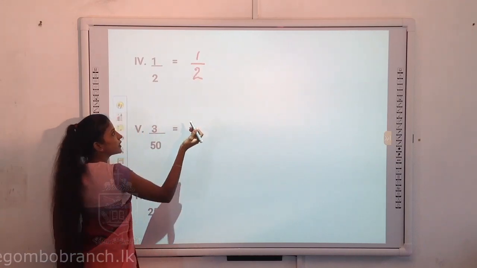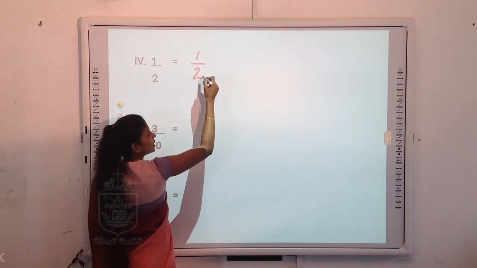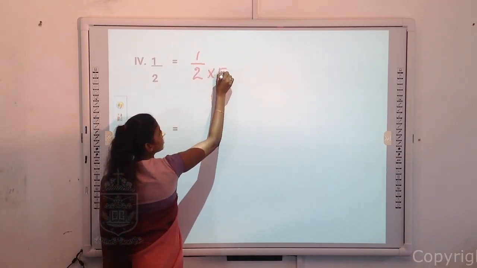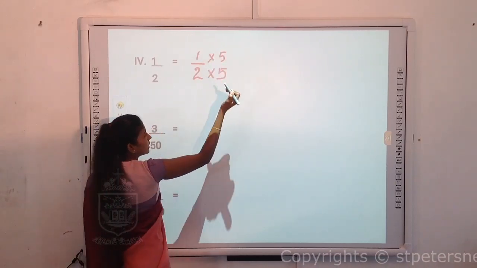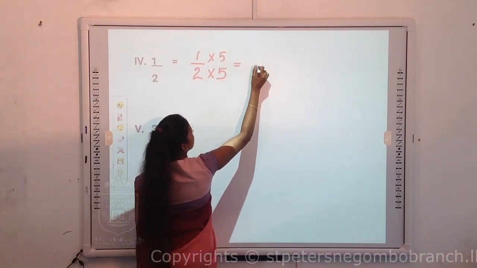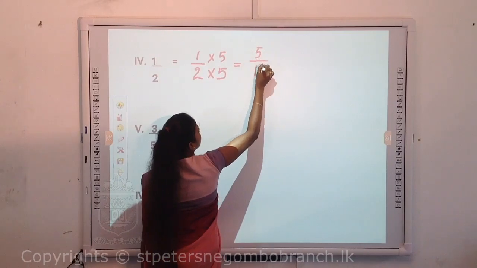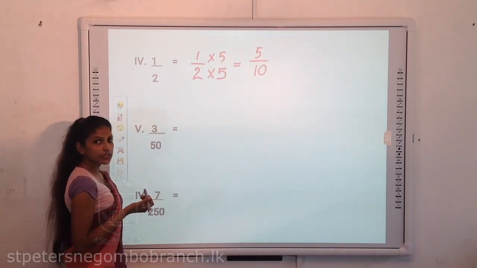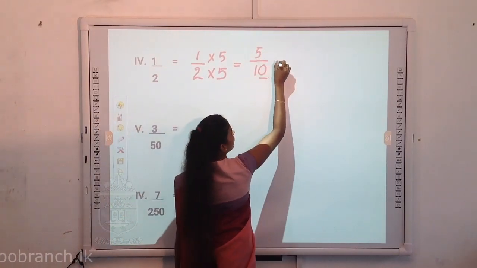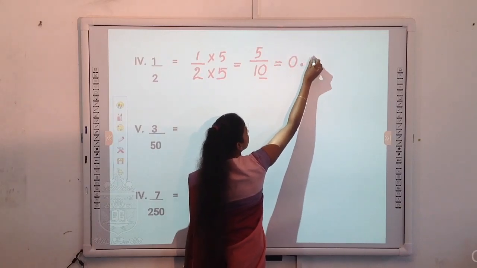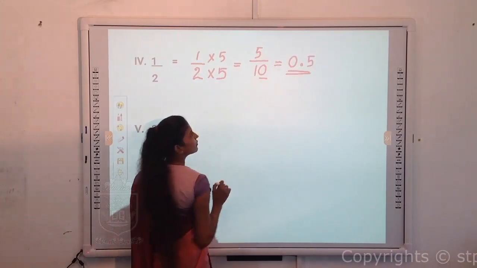Right, it is easy for us to take this into 10. How can we make 10? You can multiply by 5. Both the numerator and the denominator should be multiplied. So you will have 5 over 10. How can we convert this into a decimal? 1 decimal place should be there in the final answer, that is 0.5.